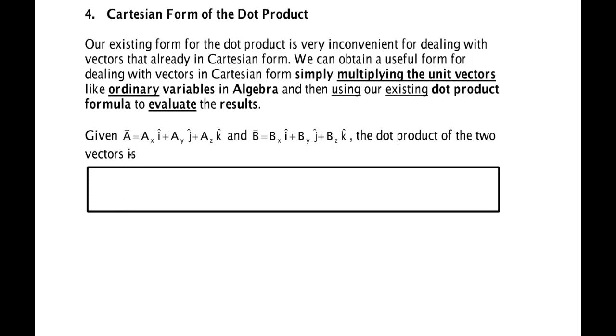Let's say that we had a vector A with an x component i hat, a y component j hat, and a z component k hat. And we had another vector, likewise, with components bx i hat, by j hat, bz k hat. The dot product of those two vectors is very simple. You simply take the x parts, ax and bx, and multiply them together, and then add the product of their y parts, and then add the product of their z parts.